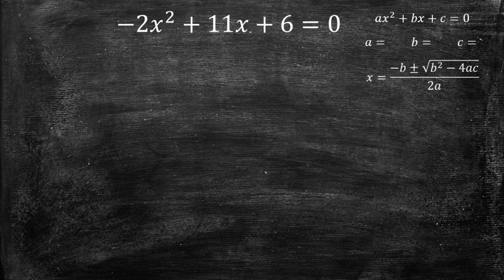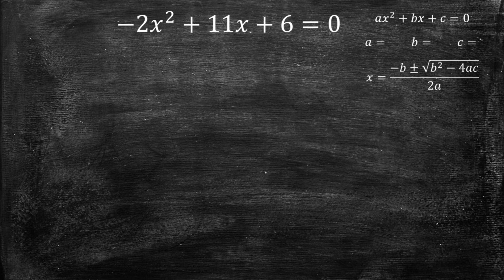Alrighty, example number 1. We have negative 2x squared plus 11x plus 6 is equal to 0. Before we begin, we want to make sure that it's in the correct form. The correct form is the one on the top right, where all the terms are on the left side of the equation and you want a 0 on the right side. In this case, we already have the correct form, so that is great, and we can begin.